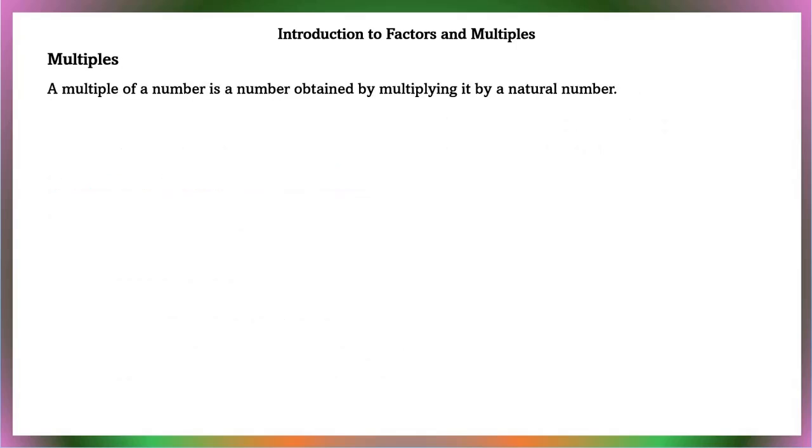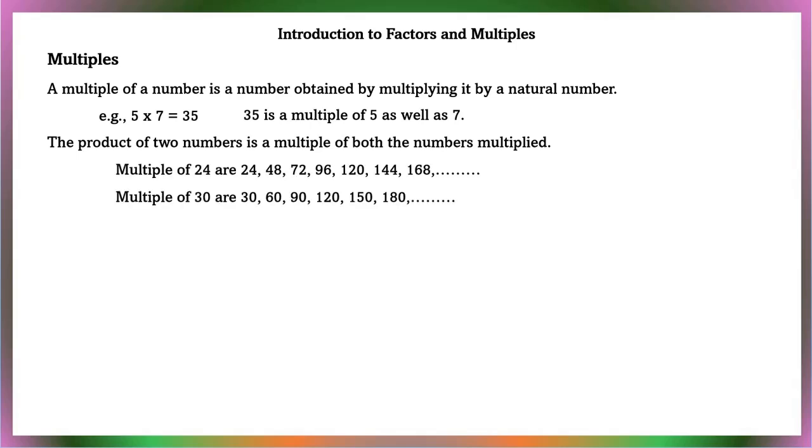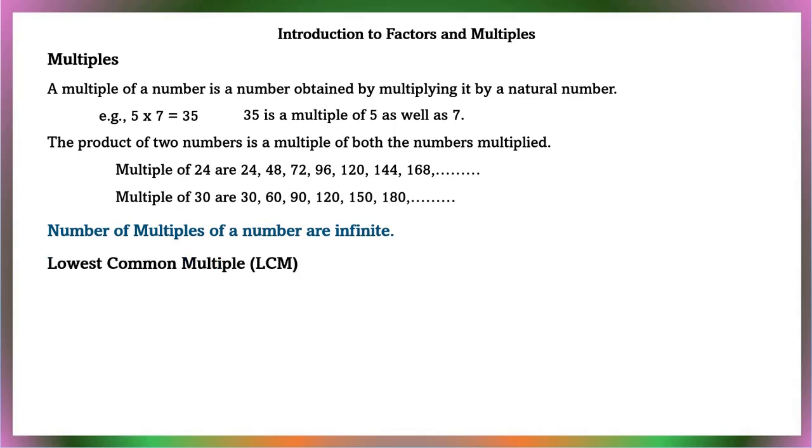Multiples. A multiple of a number is a number obtained by multiplying it by a natural number. That is, 5 into 7 is equal to 35. Here 35 is a multiple of 7 and 5. The product of two numbers is a multiple of both the numbers multiplied. The number of multiples of a number is infinite.